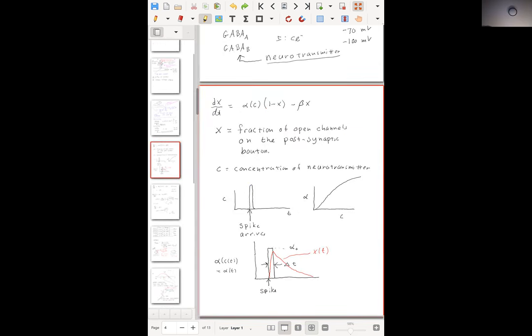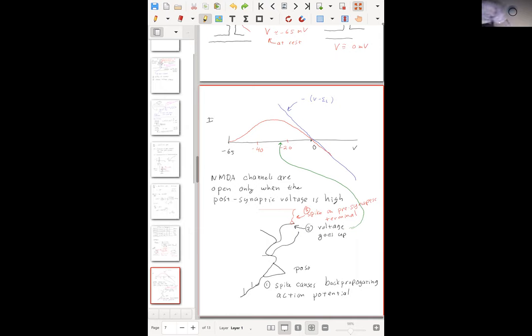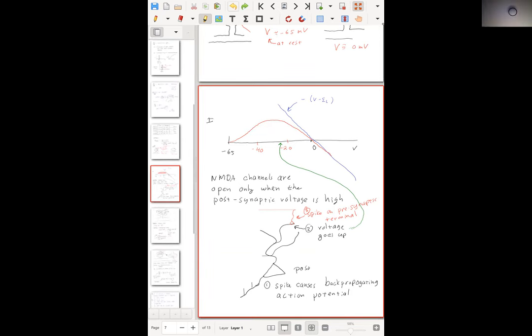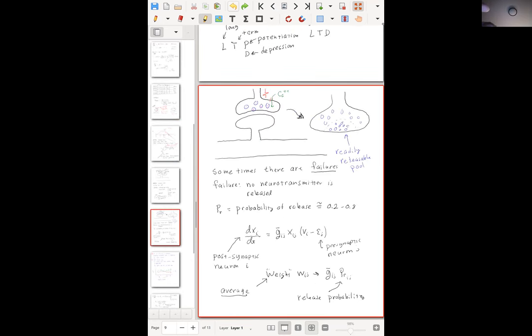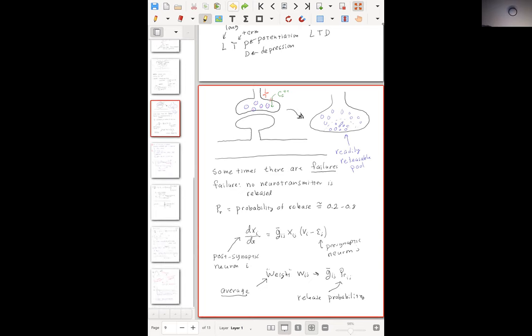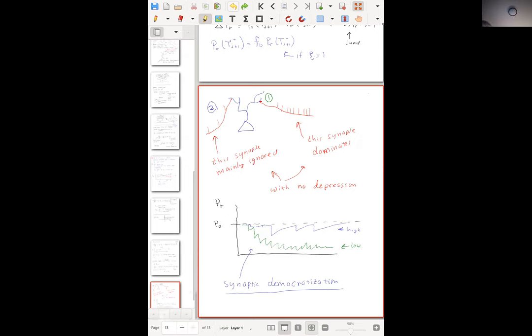The other thing to take home is that NMDA channels are weird. They're voltage dependent. NMDA channels play a very critical role in plasticity because they act as a coincidence detector. And then the final thing to remember is that release is probabilistic, okay? Sometimes when a spike arrives, there's release, and sometimes there isn't. And this allows democratization of synaptic strength.